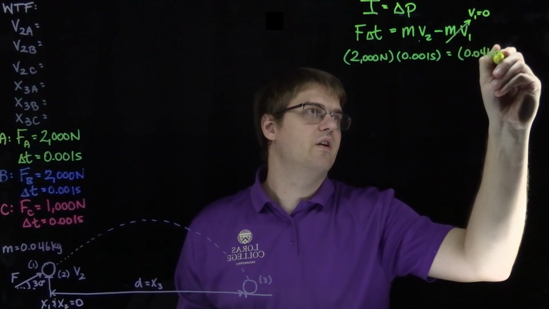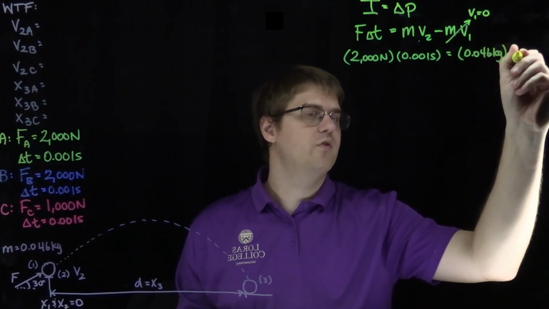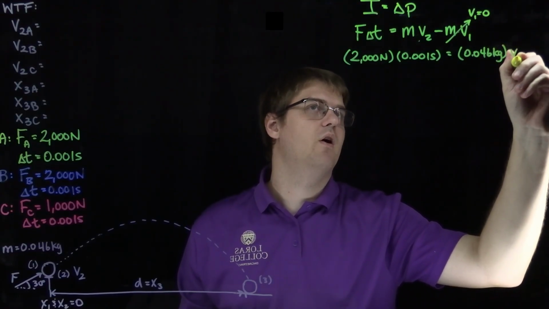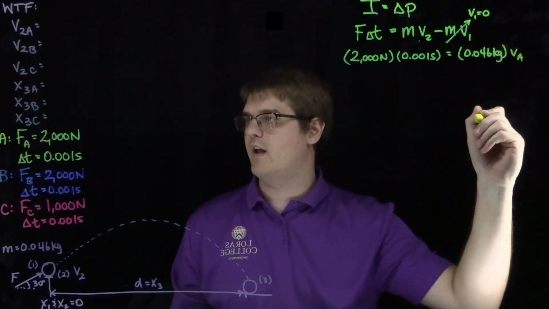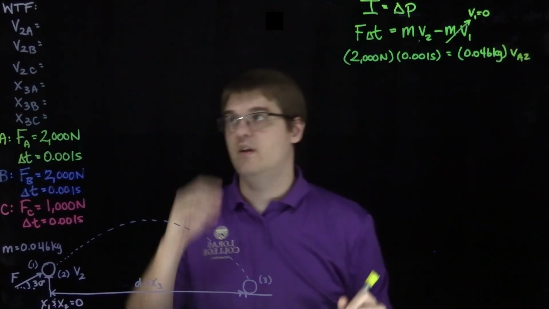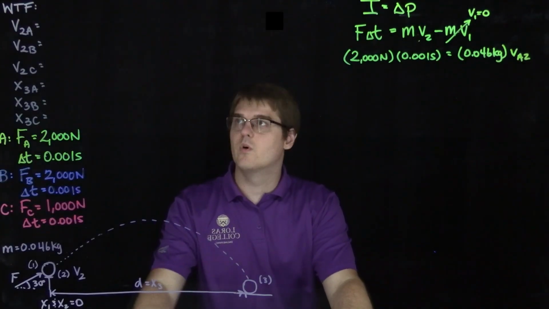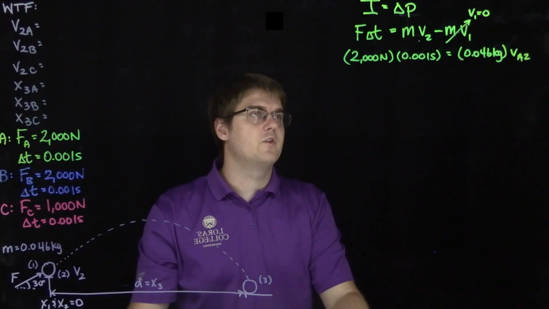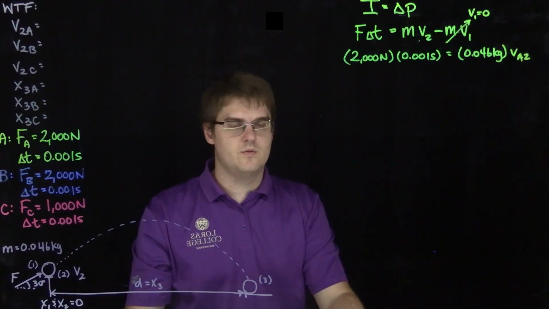And that has got to be equal to the mass of my ball, which is 0.046 kilograms, times the velocity of that ball at 2, and since we've had to plug in numbers, we're now talking velocity of A at 2, or velocity 2 of A. Sorry, I switched the order of those.